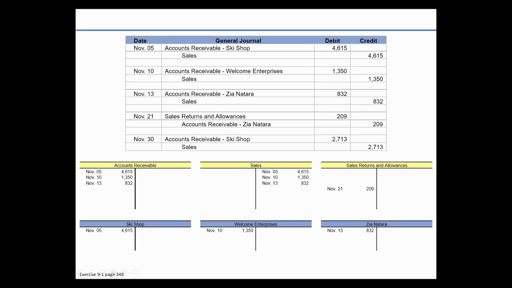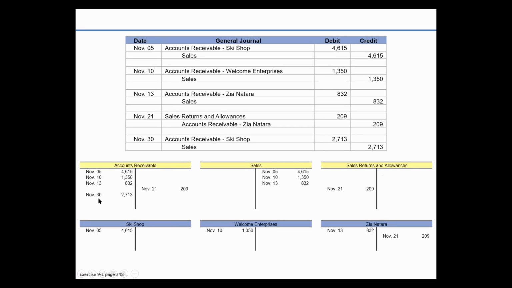And then we had some kind of a return or allowance. So they either could have returned merchandise to us, or we could have given them a discount on it after the fact of $209. So you have a debit for sales, returns, and allowances for November 21st for $209, and then that would then be a credit to their account in the subsidiary ledger for $209, as well as a credit to the accounts receivable, because it's going to reduce the amount that the company owed, as well as reducing the amount that we expect that we're going to collect.